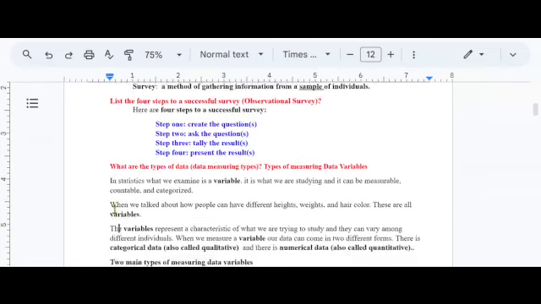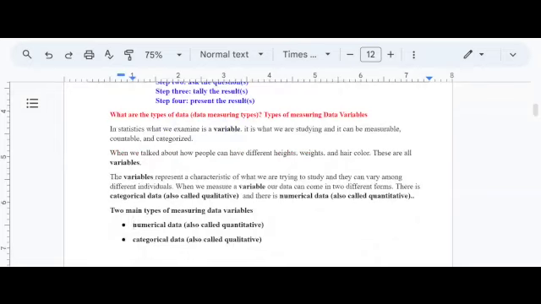Next question. What types of data or data measure types? Well, it's all the same meaning. Types of measuring data variables. Okay. We said in statistics, we are examining a variable. It is what we are studying, and it can be measurable, countable, and categorized. We said the numerical and categorical. Numerical is numbers, right? Categorical is just names, text, letters.